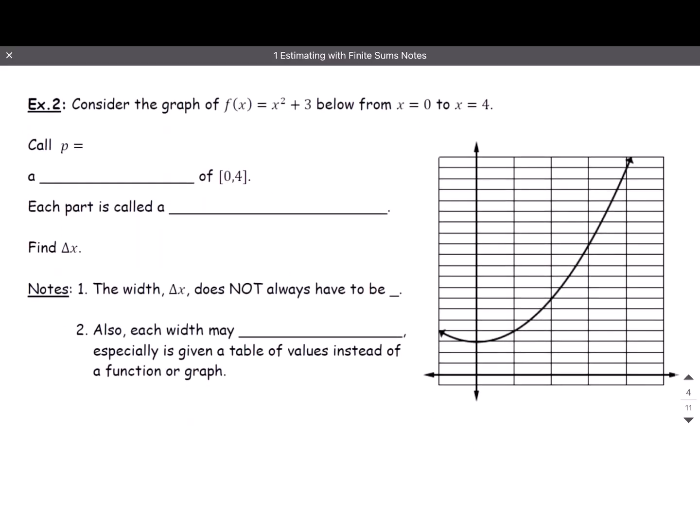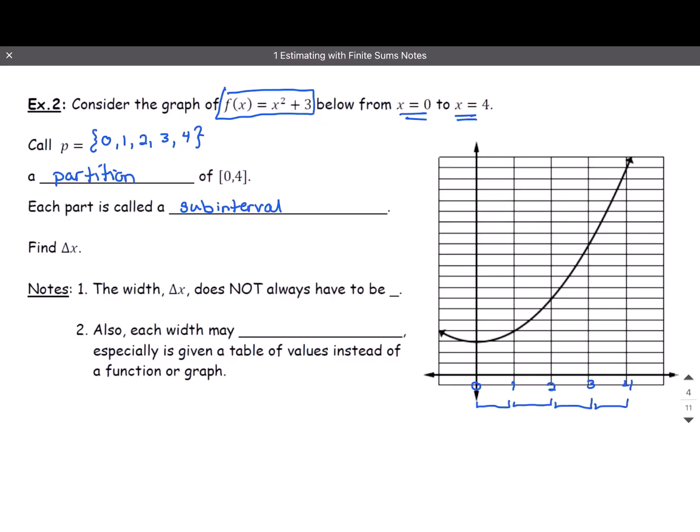But let's make sure we have some vocabulary straight. We're going to use the function f of x equals x squared plus 3, and we're only going to look from x equals 0 to x equals 4. So this is 0, 1, 2, 3, and 4. Now, P would be if I decide to break this area up at 0, 1, 2, 3, and 4. This would be called a partition of the interval from 0 to 4, and each part is called a subinterval. So we're breaking it up from 0 to 1, 1 to 2, 2 to 3, and 3 to 4. And now we have 4 subintervals.